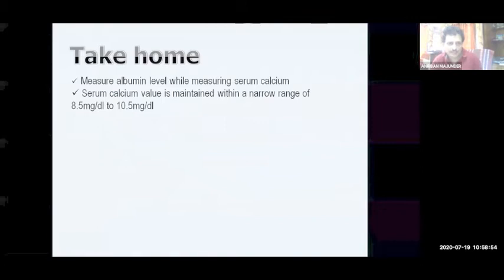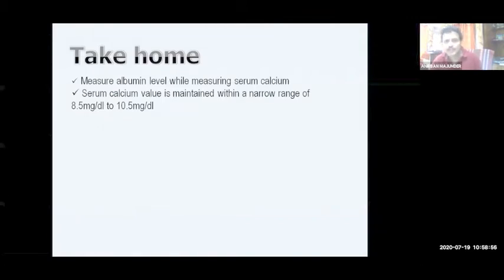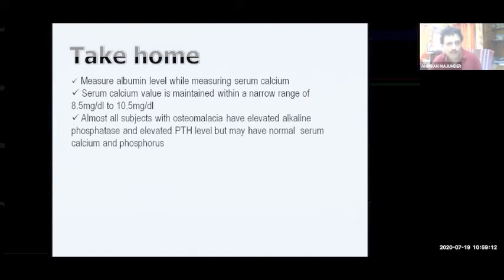So take home, number one is to measure the albumin level while you are measuring the serum calcium. We have to consider the serum calcium concentration with respect to the serum albumin level. Now, the serum calcium value is maintained within a very narrow range of 8.5 to 10.5, but if it goes above 10.5 in a patient whose age is more than 40, be careful about not missing primary hyperparathyroidism.